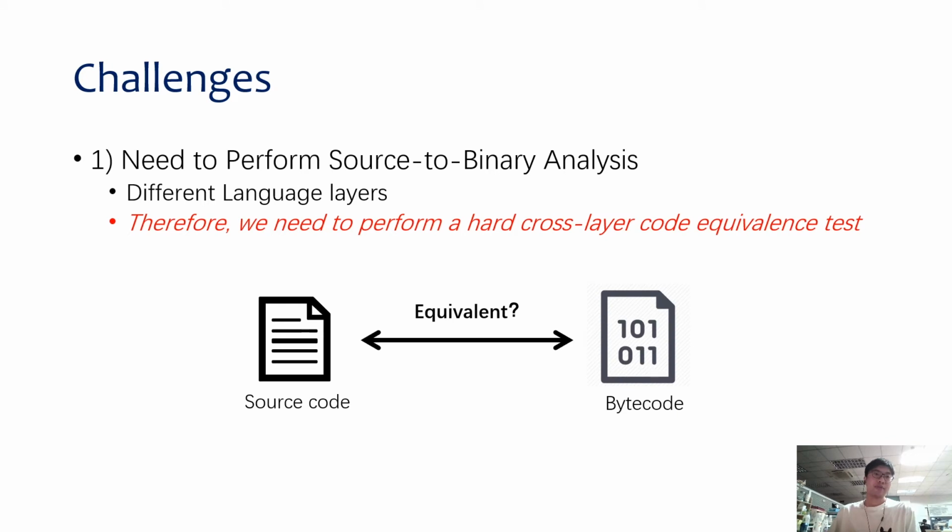We have summarized several challenges in achieving high precision in patch presence test. First of all, we need to perform source-to-binary analysis in this scenario. What we have is an open source project and a piece of code related to specific patches, and what we want is to check the existence of these patches in given executables. So basically, it is hard to perform cross-layer code equivalence test. We need to carefully fill the semantic gaps between source code and bytecode.